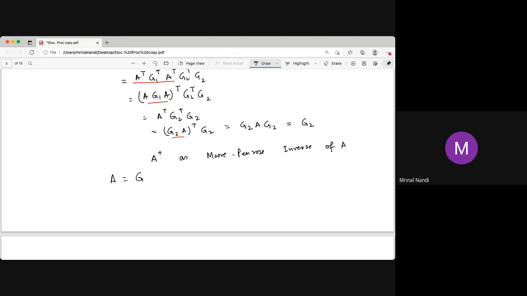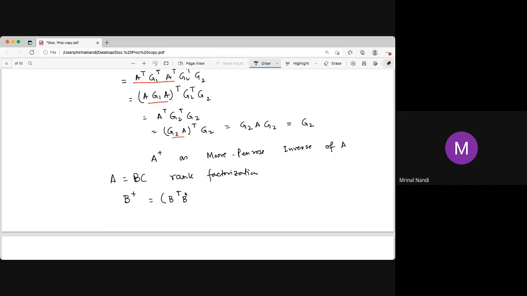To show that it exists, this is the last thing to show in G inverse, we know A has a rank factorization, say rank factorization is B into C. We know there is a rank factorization of matrix A equal to BC. Now this is the rank factorization.